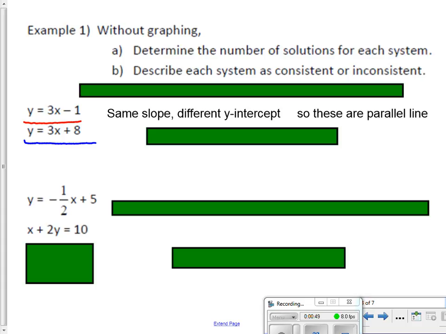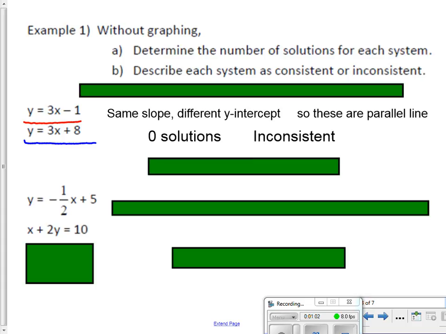Now, if these are parallel lines, remember we need to determine the number of solutions for each system. So how many points are these going to intersect at, or are they going to intersect at all? And in this case, they are not. There are 0 solutions, 0 spots where they are going to intersect. So it's called an inconsistent system. So 0 solutions, and it is inconsistent.